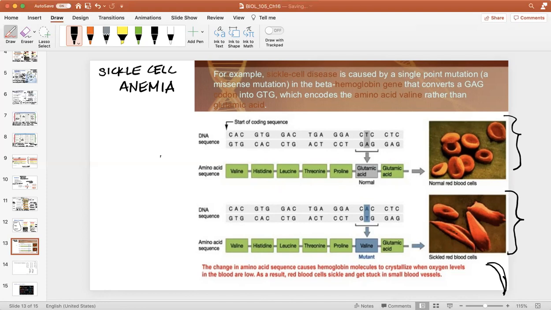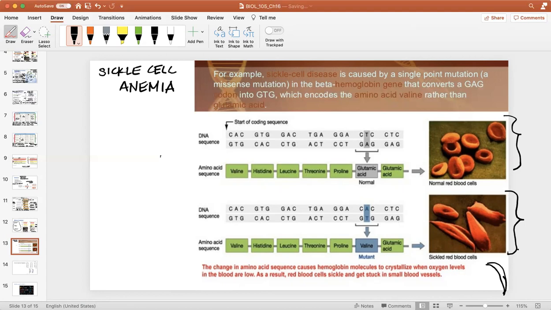So you can imagine that these would get all clogged up in your little capillary vessels and you would be unable to oxygenate your tissues properly. So people that suffer from sickle cell disease often become short of breath during exertion, or sometimes they'll even have organ failure problems because they're unable to properly oxygenate all of their tissues.